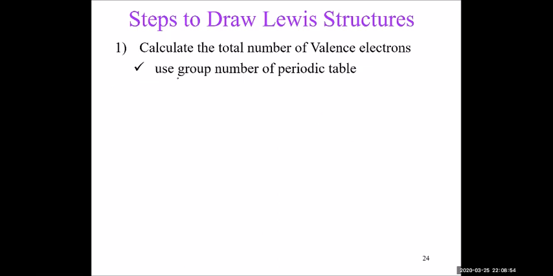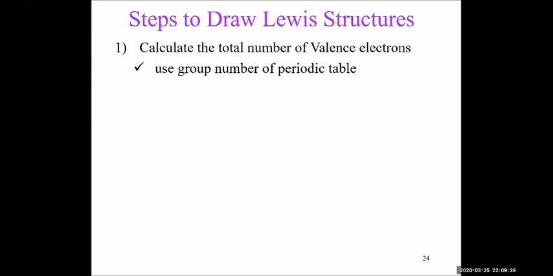Step number 1 is we sum up all the valence electrons in the formula. If you are given a molecular formula, you know how many of each atom there are, so add all the valence electrons together. If one element has more than 1 atom, you multiply by the number of atoms in the formula. And how do we find the valence electrons? As you remember, the number of valence electrons is the group number.